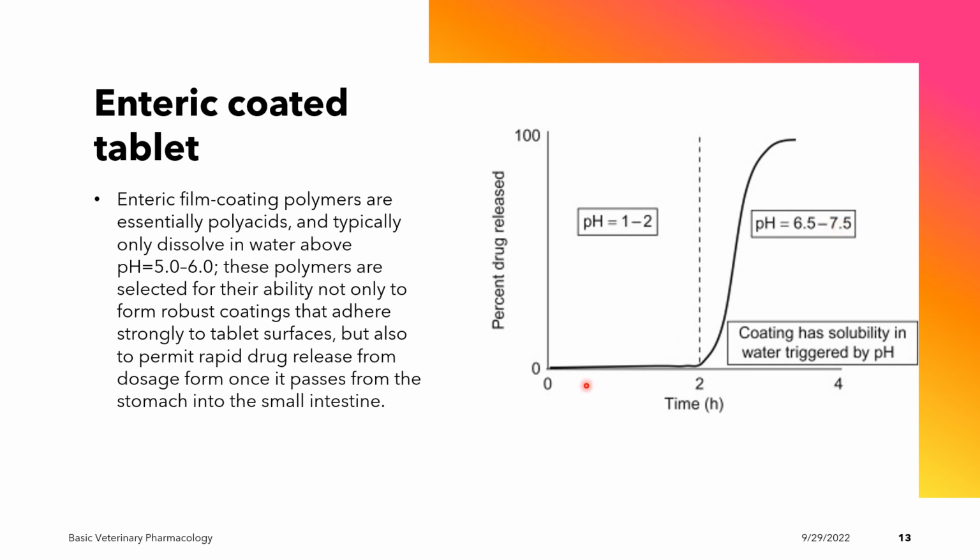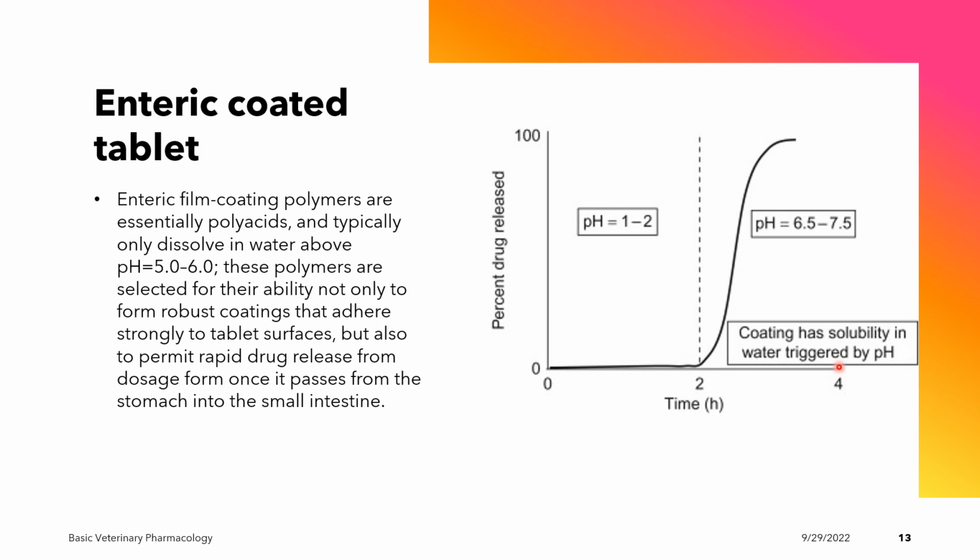As you can notice, the drug was only released, or only dissolved, once it reached the compartment with a pH of 6.5 to 7.5. The coating has solubility in water triggered by the pH. So the pH was able to trigger the release of the drug from its dosage form.